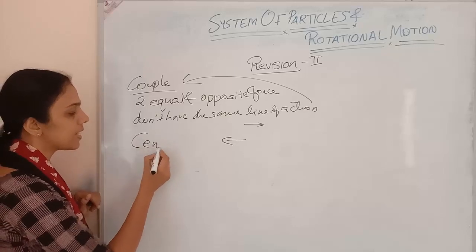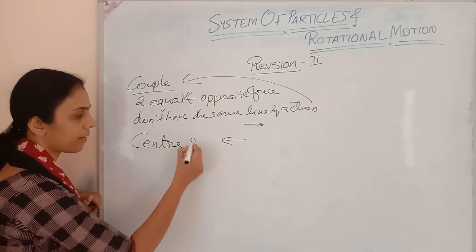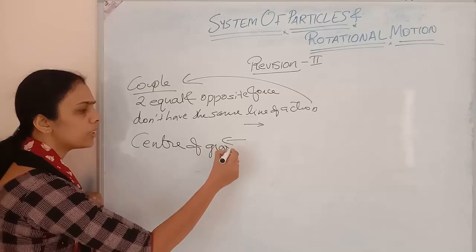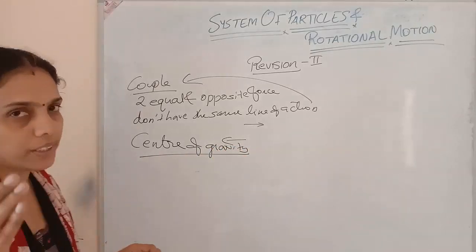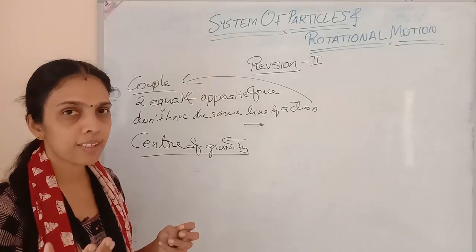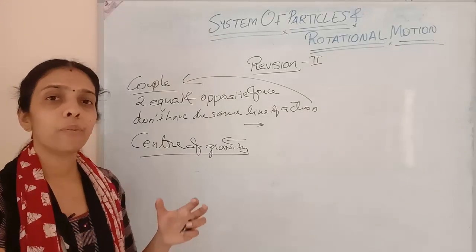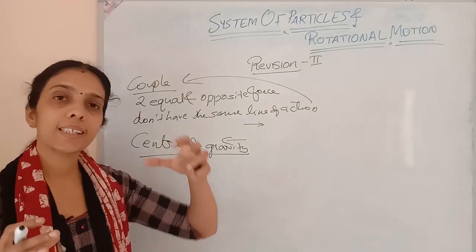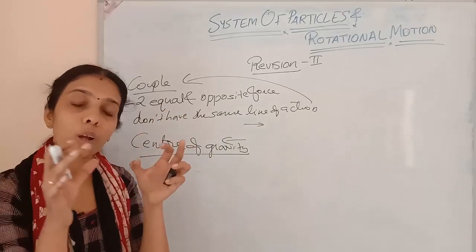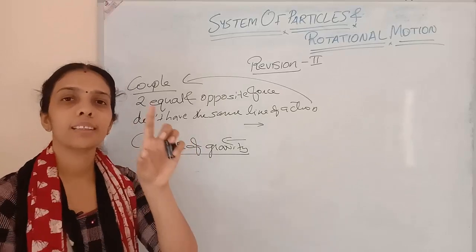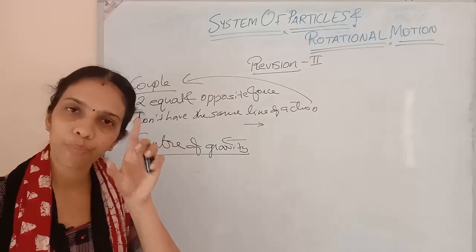Next is center of gravity. What is meant by center of gravity? Center of mass we already learnt. What is center of mass? In a rigid body, it is the single point where all the mass is said to be concentrated. That is called the center of mass.